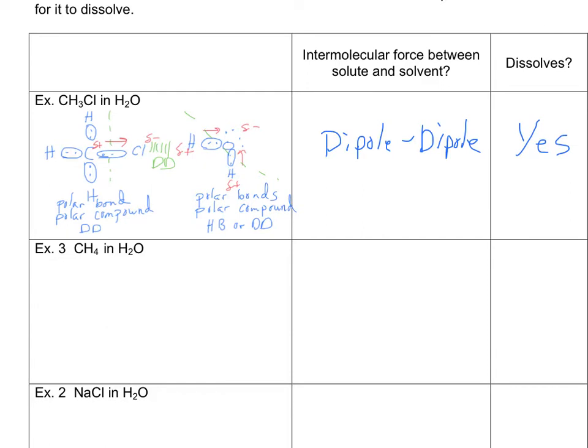Try out the next example on your own. Does CH4 dissolve in water? Go through the same process. Draw a Lewis diagram of each compound, figure out what kind of bonds it contains, what type of compound it is, and what type of forces it can make. Then ask yourself, is there a compatible intermolecular force possible?